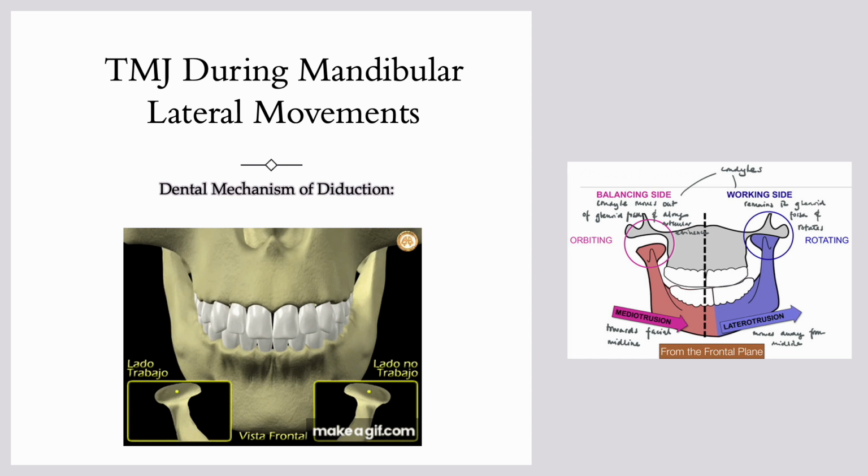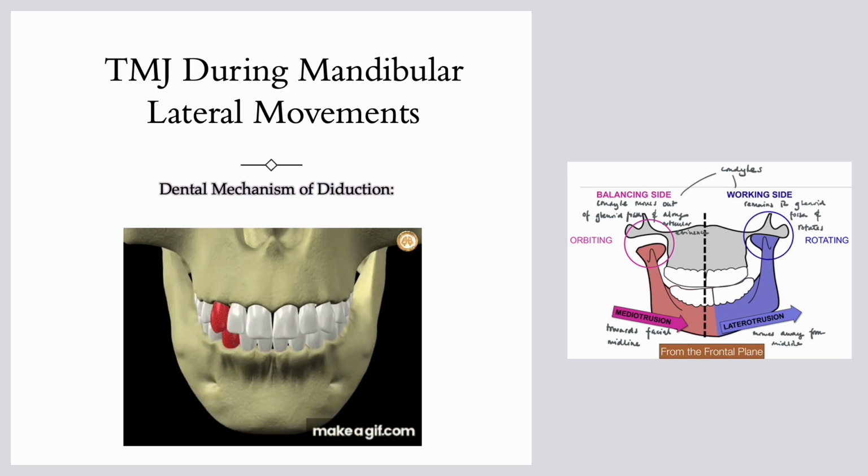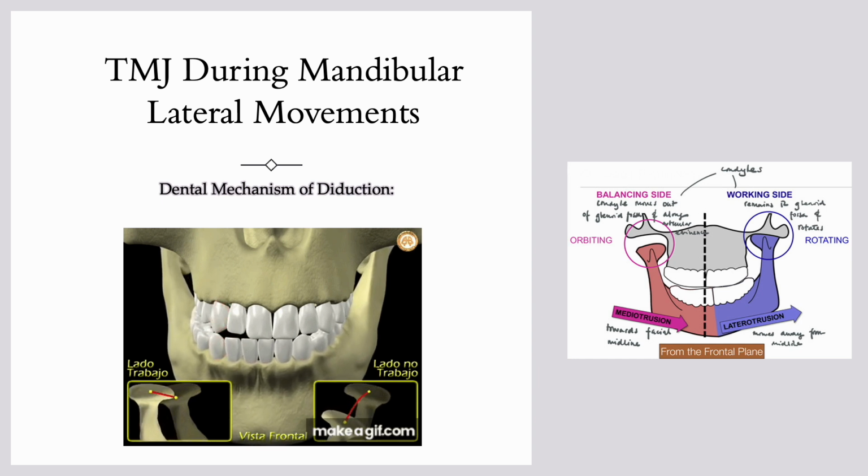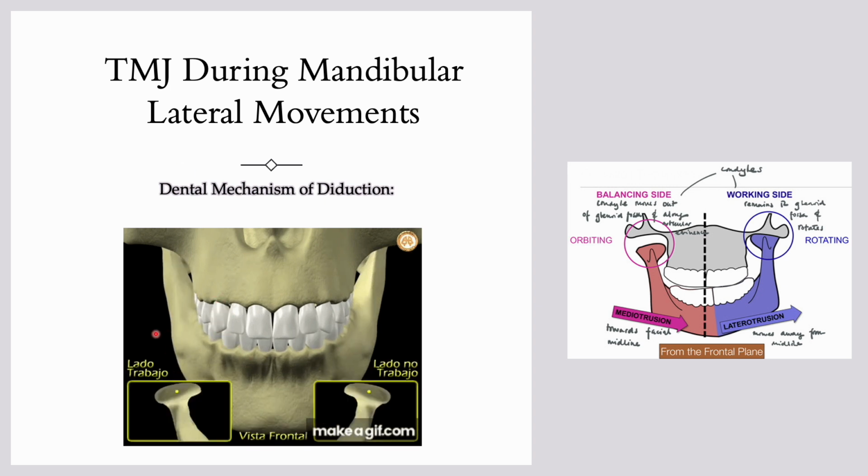Now moving to the dental level. The canines primarily make contact during the lateral excursion of the mandible. This contact continues until maximum laterality is reached, at which point the non-working side teeth undergo disocclusion, meaning they are no longer in contact during this movement.